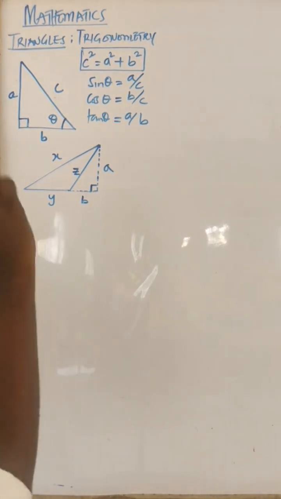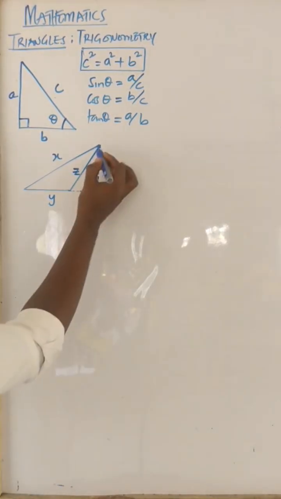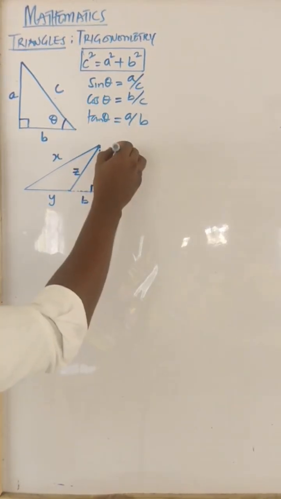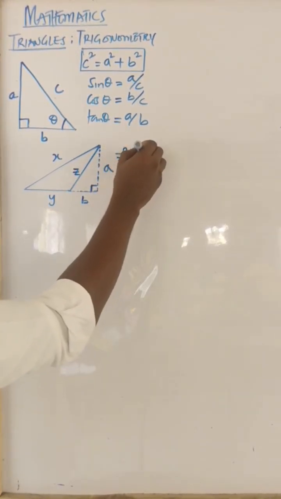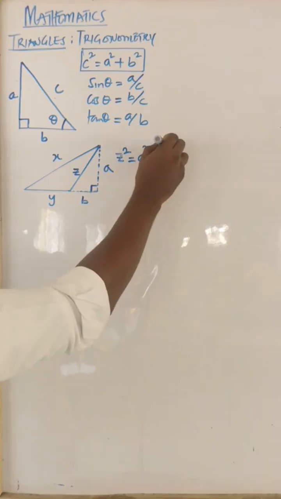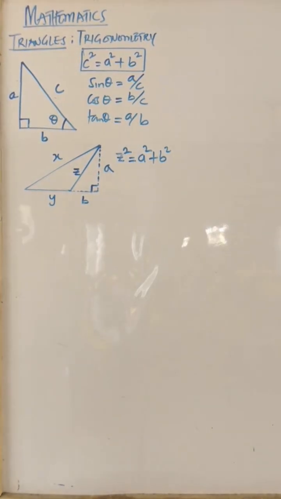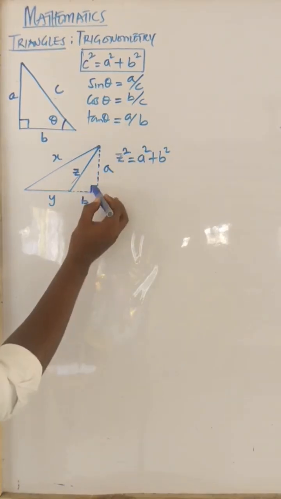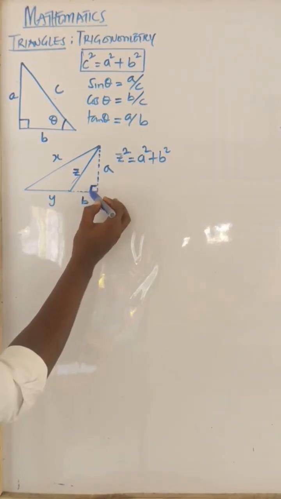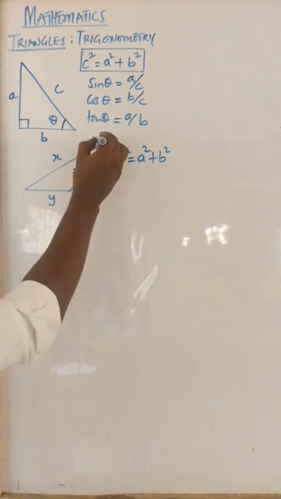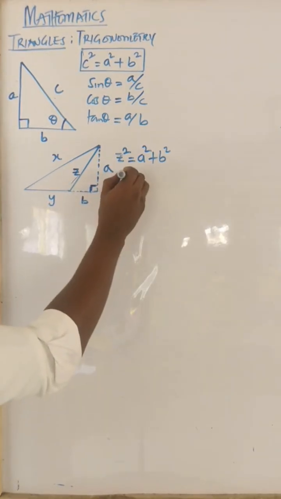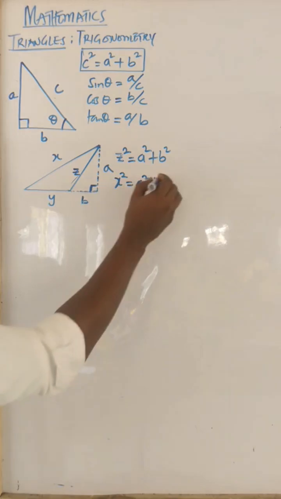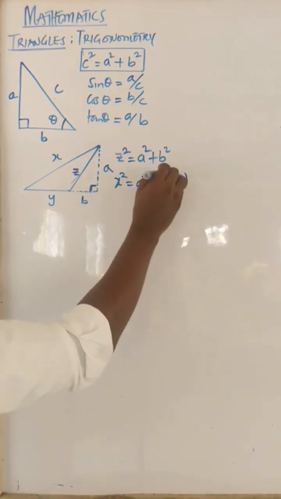So we have two right angle triangles here. First is this small one. From here we can use Pythagoras theorem and say Z squared equals A squared plus B squared. Then from this giant right angle triangle, X is the hypotenuse. So X squared equals A squared plus the whole of Y plus B, all squared.